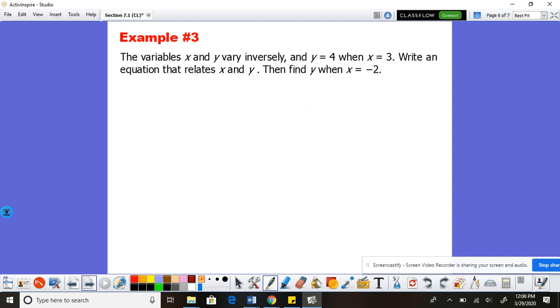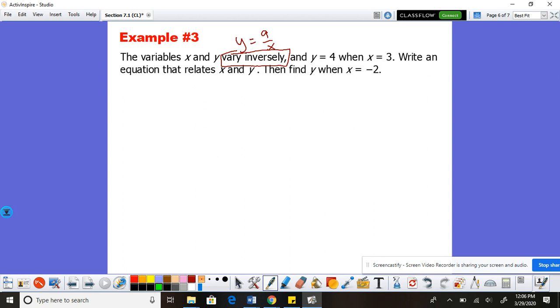Now, word problems. Now we're going to find equations given that they are inversely or directly related. Let's read this. The variables x and y vary inversely. So what that means right off the bat is y equals a over x. And then it gives us y equals 4 when x equals 3. So we want to write an equation that relates x and y.